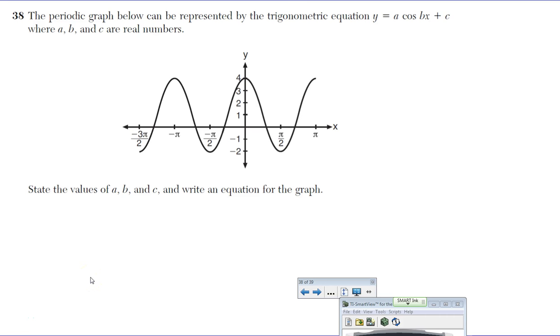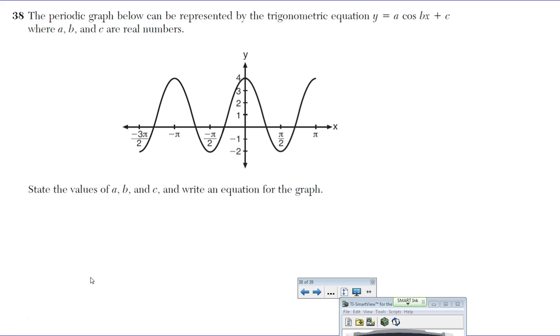All right, question 38, 4-pointer. The periodic graph below can be represented by the trigonometric equation y equals a cosine bx plus c, where a, b, and c are real numbers. You have to state the values of a, b, and c and then write the equation.